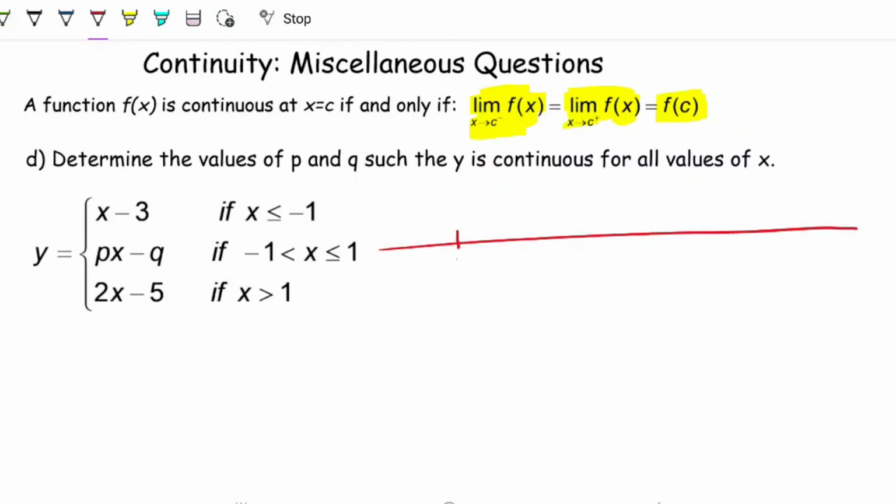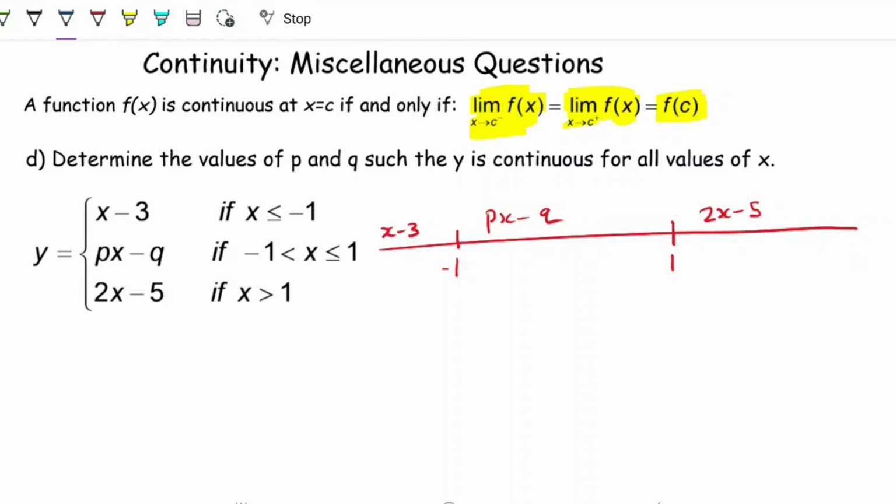We have these scenarios. We've got what happens at -1, and what happens between -1 and 1. So these are the points. What happens around these 2 points here? We can clearly see if we're approaching -1 from the left, the function that we meet is the function x minus 3. Then in between, we've got this function px minus q. And then on the other side, we've got 2x minus 5. So let us see how we'll be able to do this.